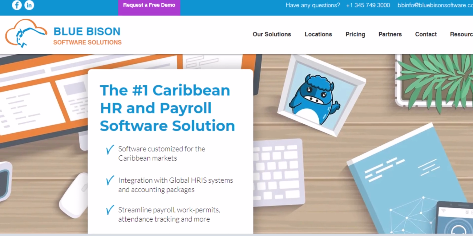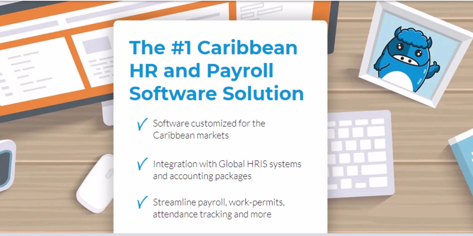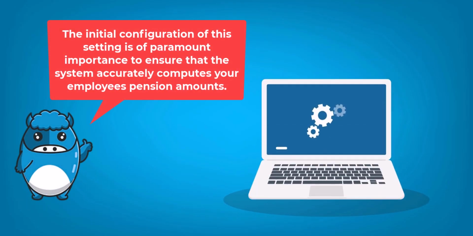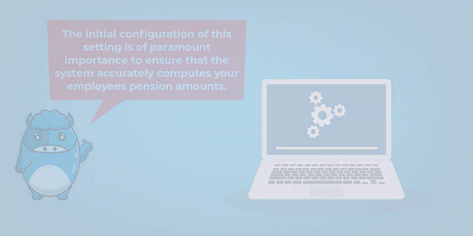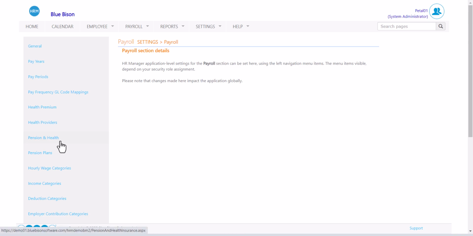The Blue Bison software provides companies an automated workflow as it relates to pension calculations. The initial configuration of this setting is of paramount importance to ensure that the system accurately computes your employees' pension amounts. To begin, let's navigate to Settings, Payroll, then select Pensions and Health from the side menu.